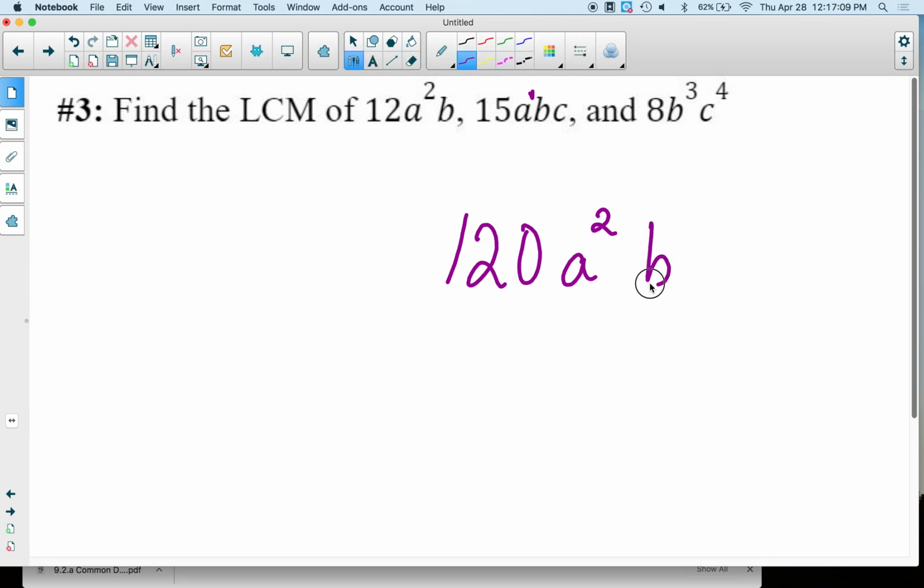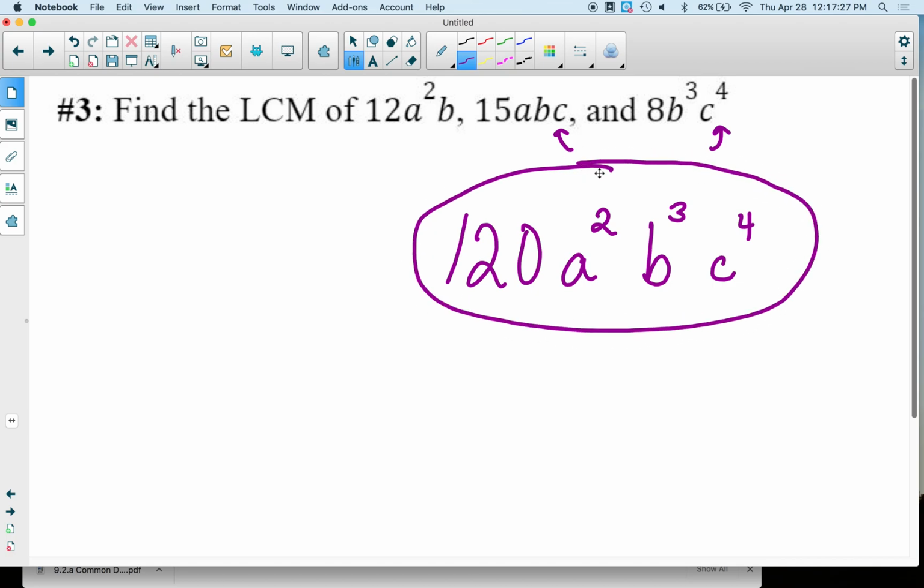Looking at our b's, we have a b to the first, a b to the first, and then a b to the third. So we need that highest exponent, b to the third. And then we have a c to the first and a c to the fourth. So we want c raised to the power of the highest exponent, which is c to the fourth.